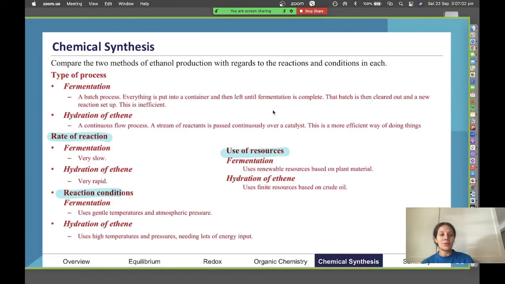Yeah, so that's a good way to structure an answer: pick different metrics of comparing things, then comment on each of the two methods or whatever you're comparing, and then move on to your next metric. It gives your answer a nice structure.